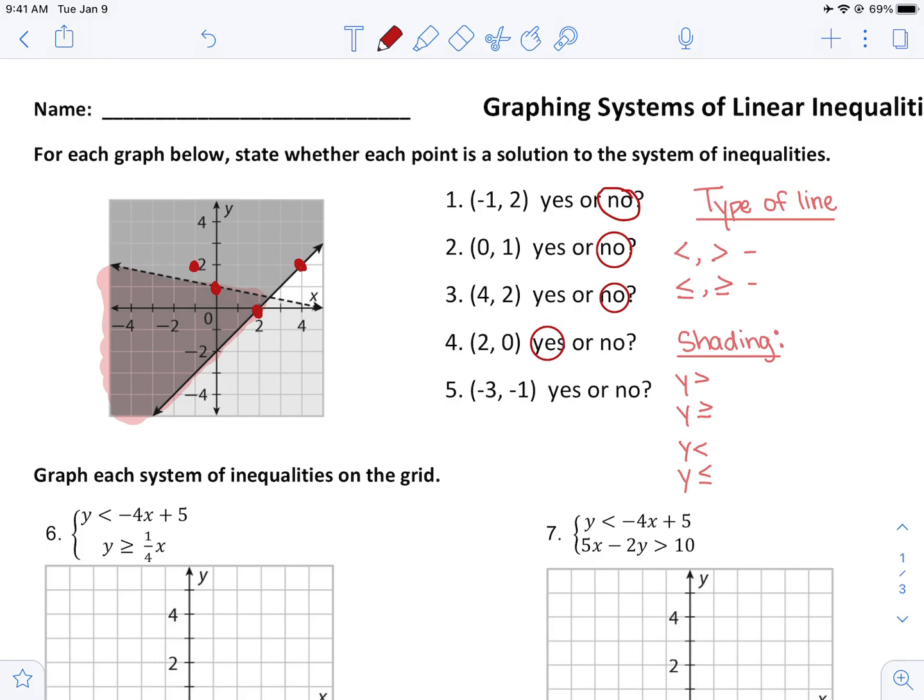And then the last but not least, -3, -1. So if I look, that falls right smack in the middle of the common shaded area. So yes, that is a solution. Okay, so again, when you're given a point, you're just looking for it to be in that overlapping shaded area. Now we're going to get into actually graphing.